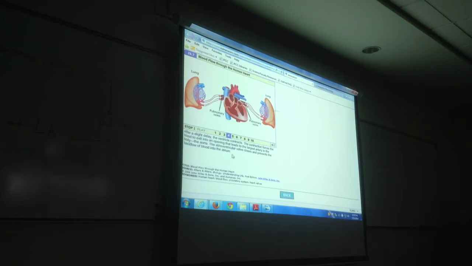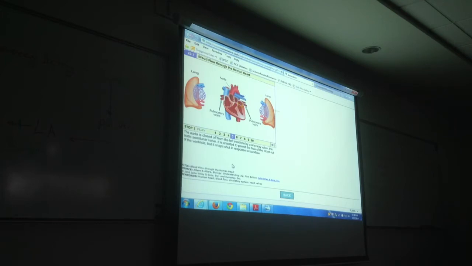After a slight delay, the ventricle contracts. The contraction forces the blood to exit into an opening that leads to the largest artery in the body, the aorta. The atrioventricular valve closes and prevents the backflow of blood into the atrium. See, I have to close the door, otherwise the blood would have just gone right back to my lungs, which is not good for my body. So as I'm leaving the chambers, I have to start closing these doors off to keep it from going in the wrong spot.